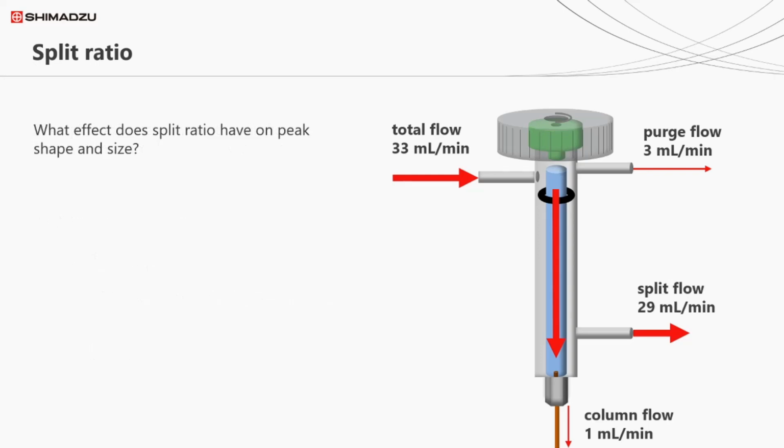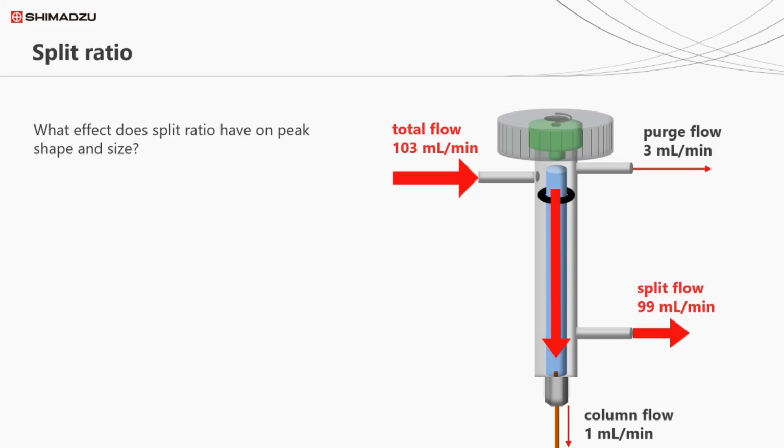Here's a question. What would happen if we increase the split ratio? Let's increase it from 30:1 to 100:1. We can still only put 1 ml a minute down the column, its dimensions haven't changed, so this still represents the optimal linear velocity. Now our total flow rate is 103 ml per minute. That's 3 for the purge, 100 down the liner, and 99 escaping out the split flow.